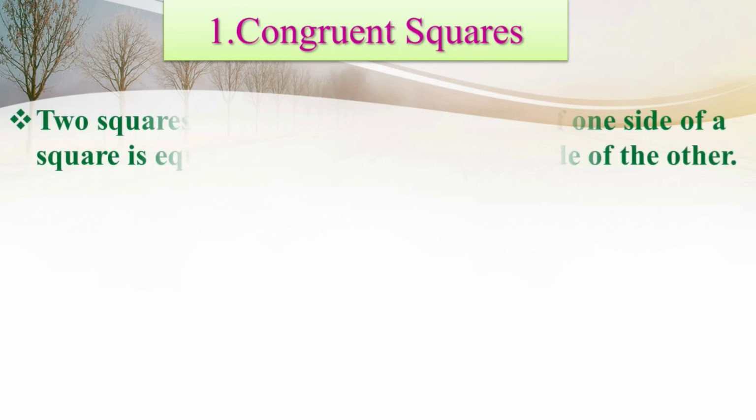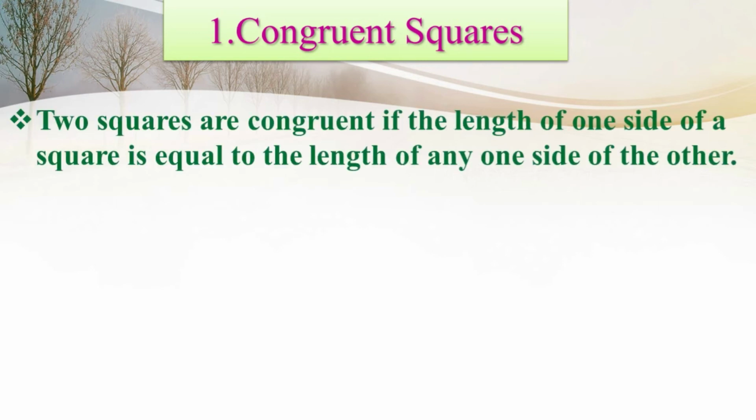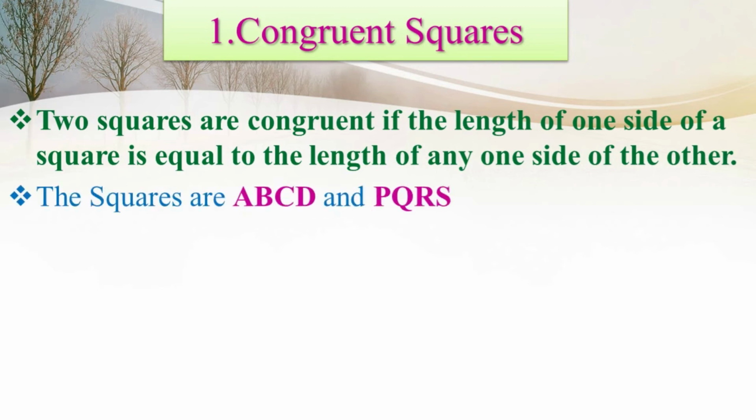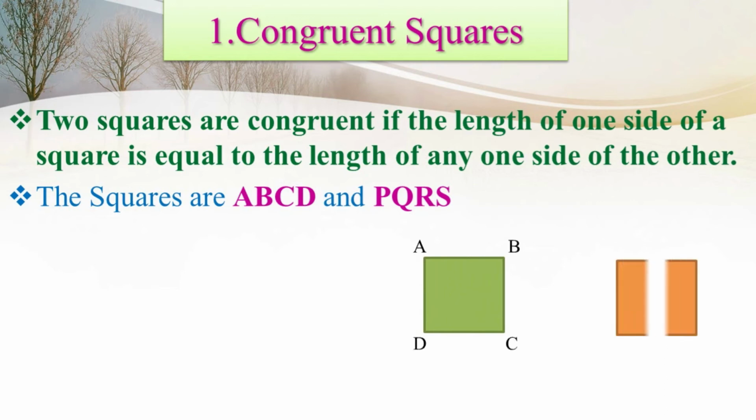First one, congruent squares. The square is one of the types of quadrilateral. Two squares are congruent if the length of one side of a square is equal to the length of any one side of the other. Let the squares be ABCD and PQRS.